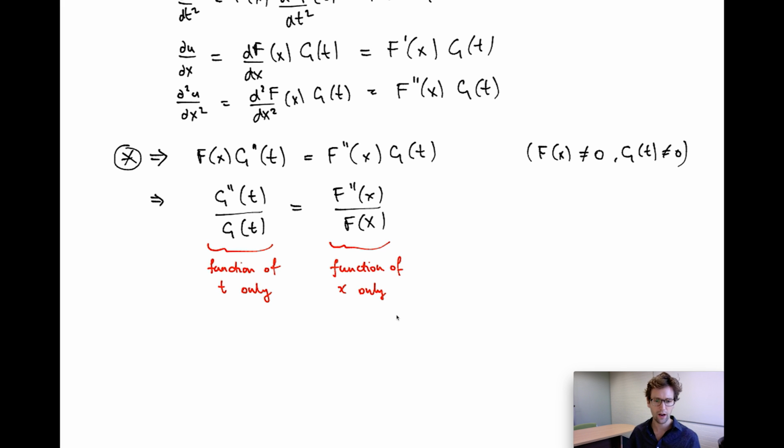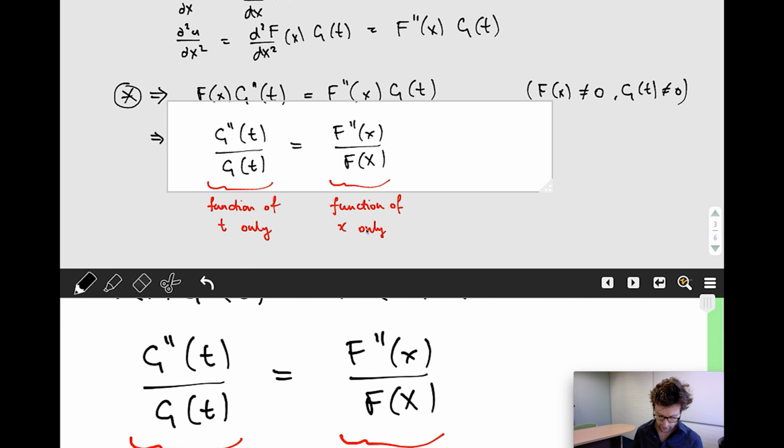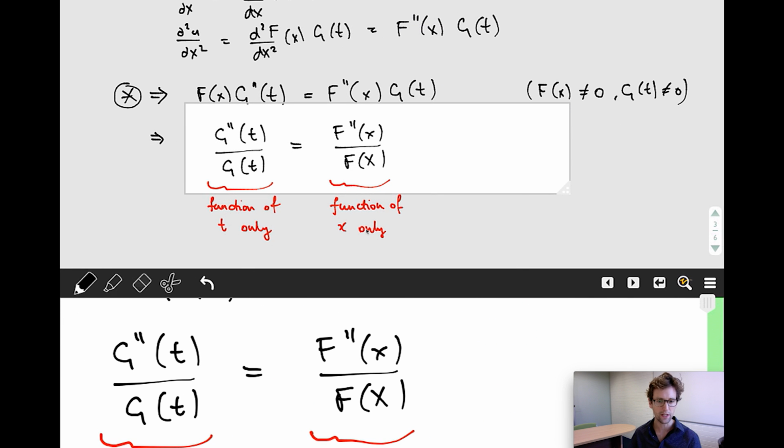But these two things are equal to each other. A function of t is equal to a function of x. But x and t are completely independent variables. The only way that they can be equal to each other is if they're both equal to a constant function. So we can only have a function of t equal to a function of x if both of those are actually just equal to some constant. So we'll call that constant k.